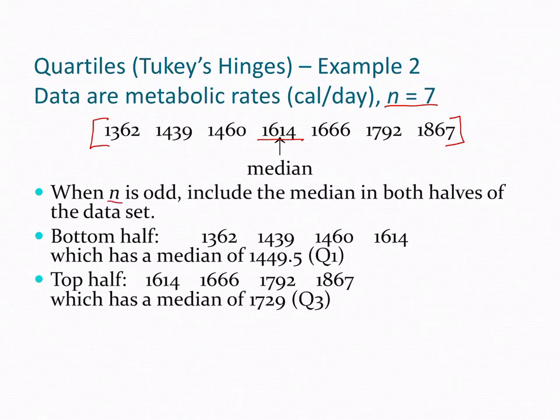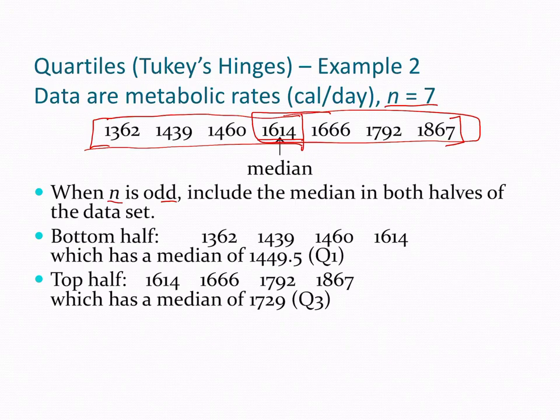When n is odd, you include the median in both halves of the data set. Because this is odd, we include the median in both halves of the data set. Don't exclude it. I outlined the bottom half and the top half for you, including the median in there.